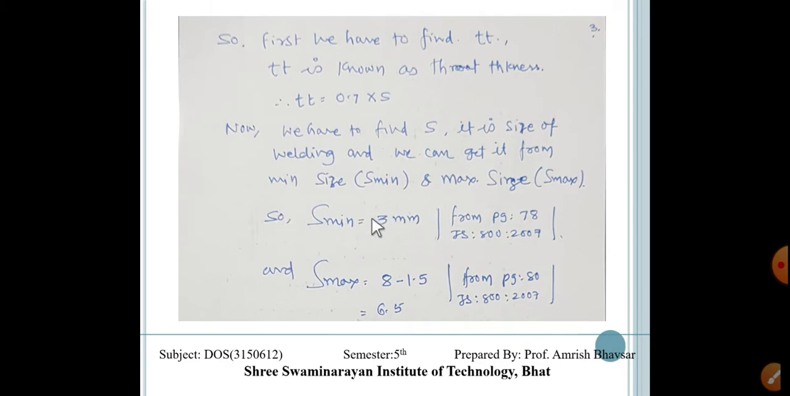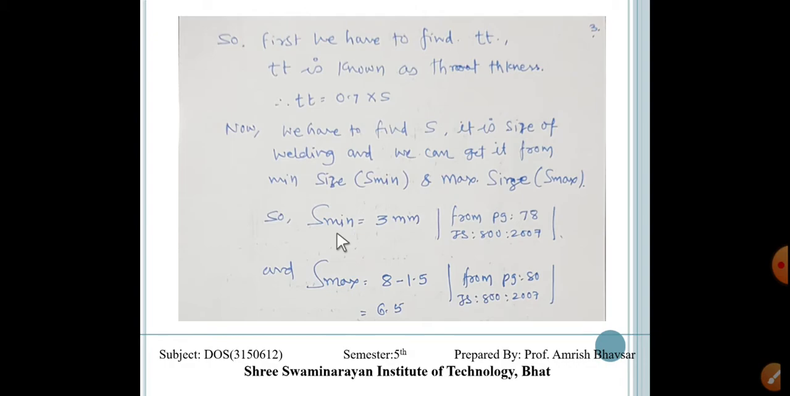So how can we get this S minimum and S maximum? We have to find this S. It is the size of welding and we can get it from the minimum size of weld and maximum size of weld. For the minimum size of weld we have to refer to page number 78 in IS 800. On that page they have given the thickness of plate, and for that thickness what is the minimum size of weld, which is indicated there.